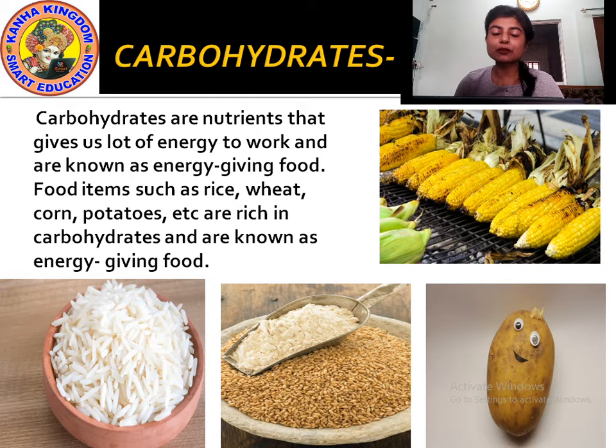And what are the foods that provide us carbohydrate? From where do we get carbohydrate? Food items such as rice, wheat, corn, potato, etc. are very rich in carbohydrates. The rice that you eat, the wheat, that means the chapatis, the roti that you eat, has lots of carbohydrates. Yes or no? This rice, wheat, corn, potatoes give you lots of energy. Why? Because they contain carbohydrates.